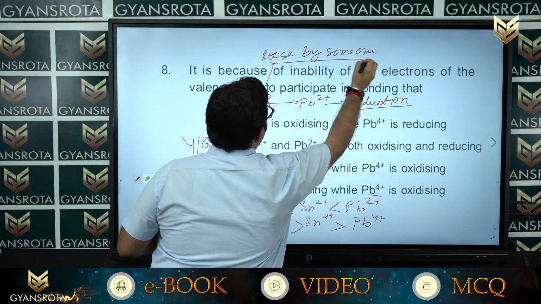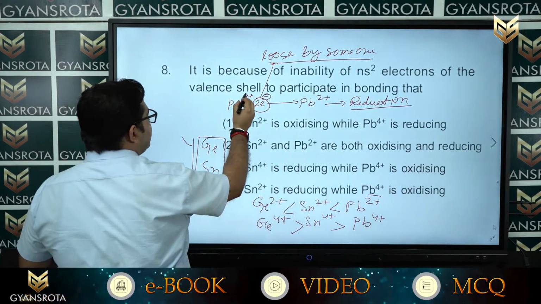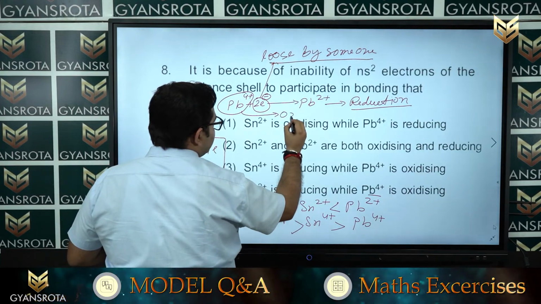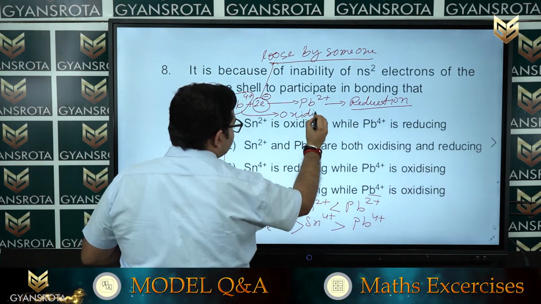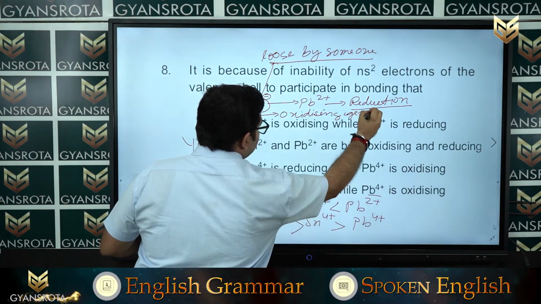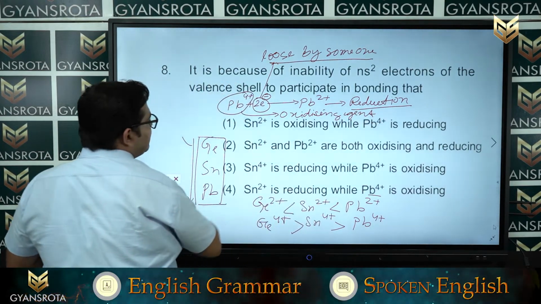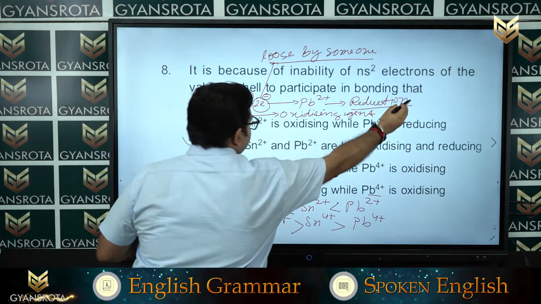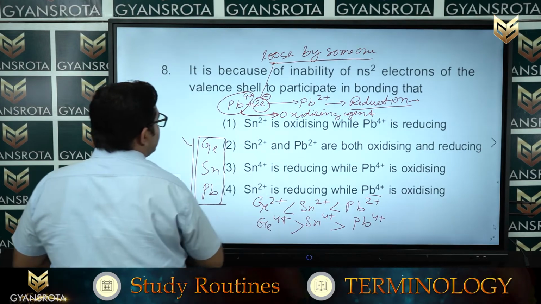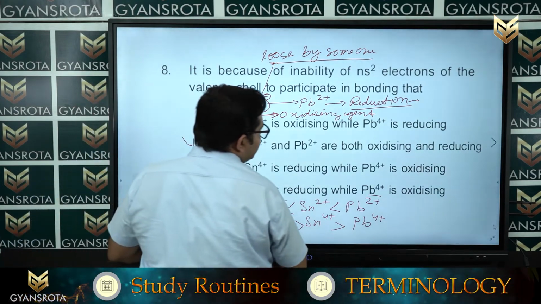So who will help this losing process? That is Pb4+. So that's why Pb4+ is called your oxidizing agent. Don't get confused: the reduction process is led by which agent? The reduction process, who will help this one? That is your oxidizing agent. So Pb4+ acts as your oxidizing agent.